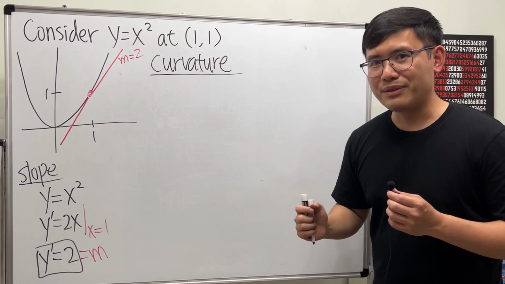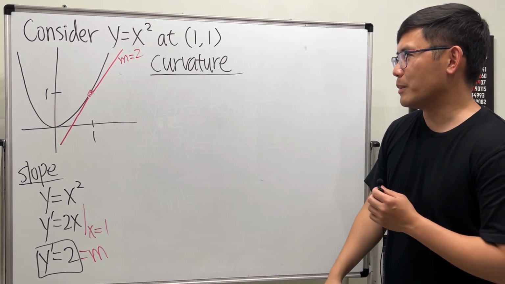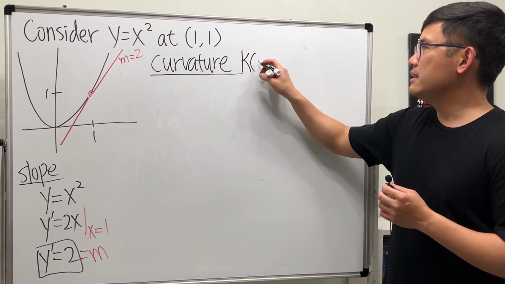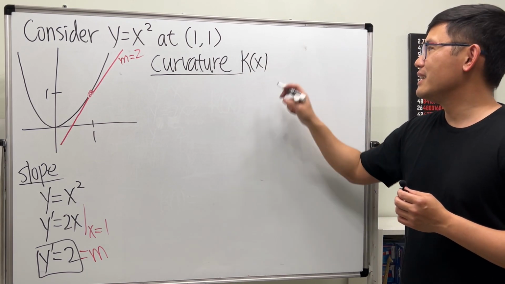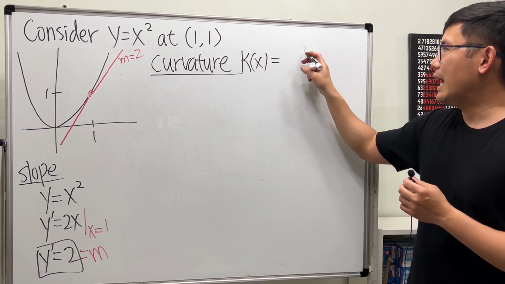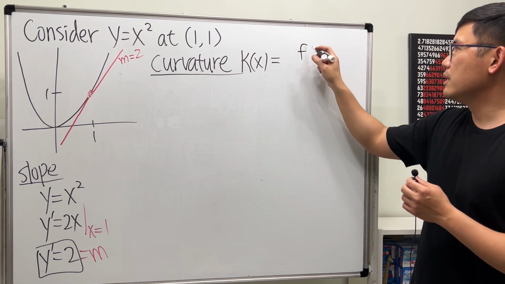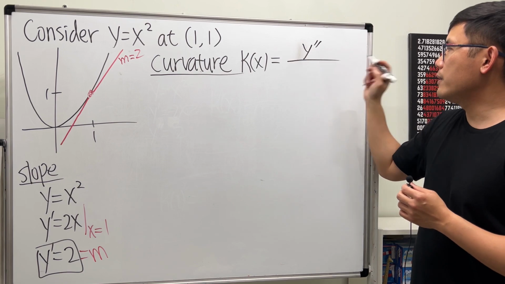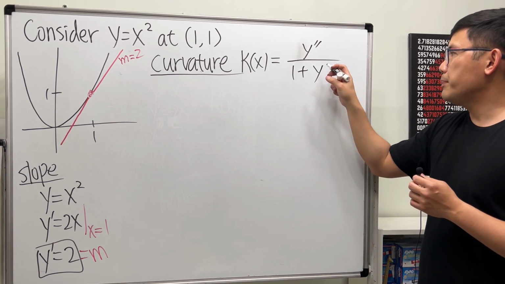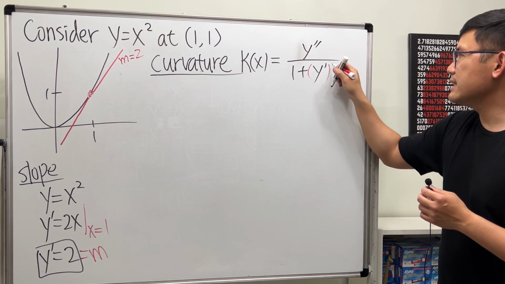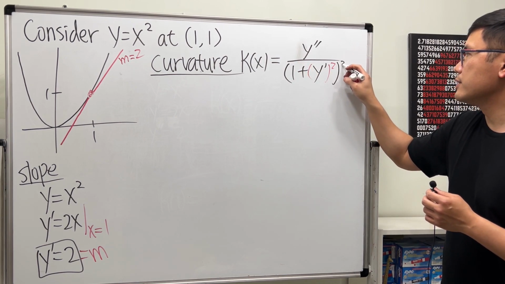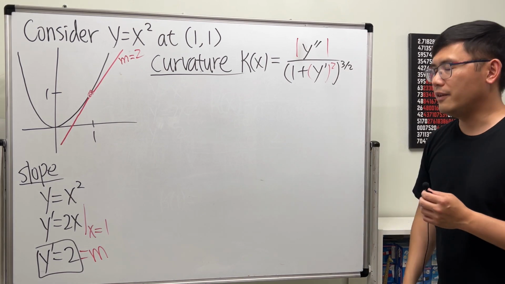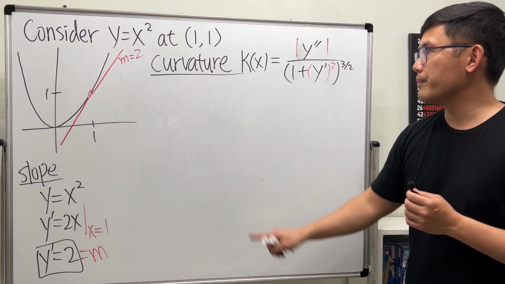The answer is we have to use the formula that I showed you guys in one of my previous videos. Here we go. Kappa, and this depends on the x value that we use, right? This is equal to the second derivative of the function, y double prime, over 1 plus y prime, squared, and then raised to the 3/2 power. And make sure you put absolute value on the top if you want non-negative curvature.